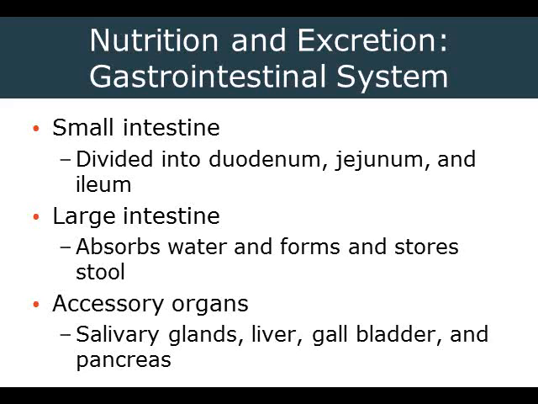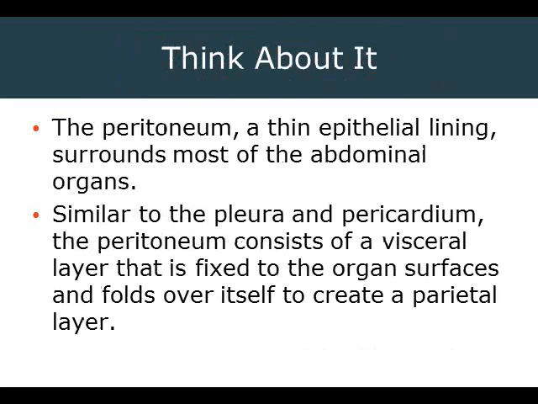Then we have the number of accessory organs that are along the line, whether that's the salivary glands in your mouth where you secrete salivary amylase, which starts to break down starches. We've got the liver, the gallbladder, the pancreas. All of those are responsible for either processing certain chemicals or injecting certain other chemicals, such as bile, into the chyme, which helps it dissolve and break down other substances. So pancreas has a lot to do with starches. Gallbladder has a lot to do with fats.